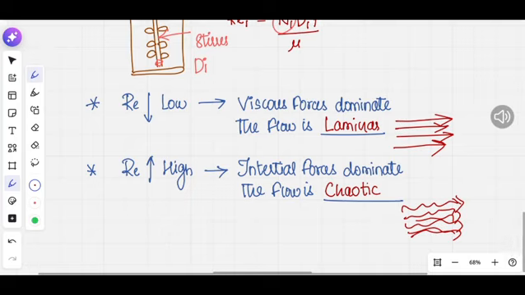In a reactor, we typically aim for turbulence to ensure oxygen transfer, but we calculate Re to ensure that shear stress remains safe for the cells.